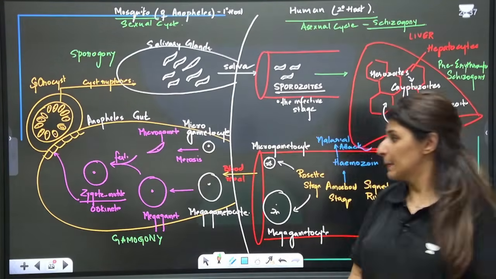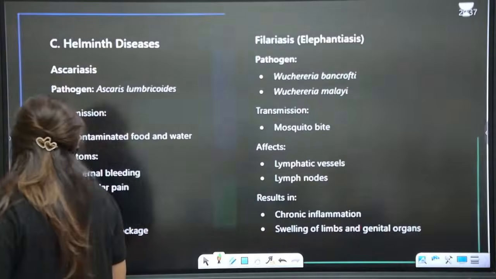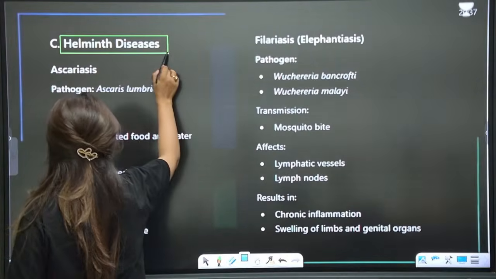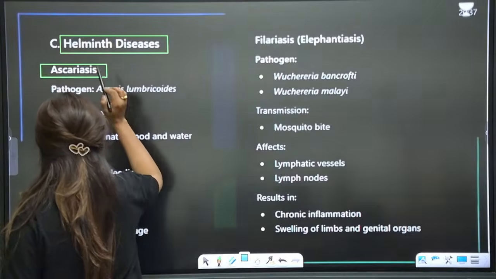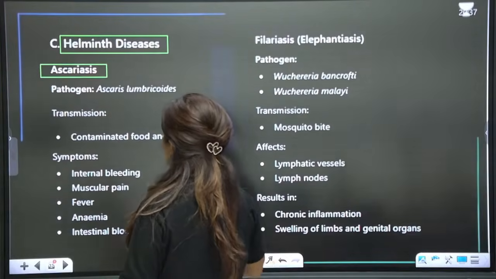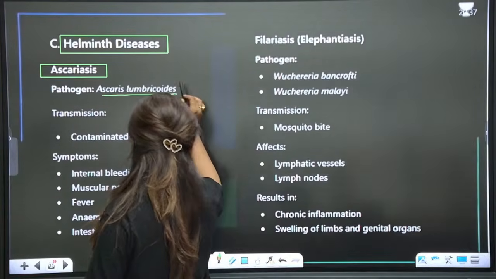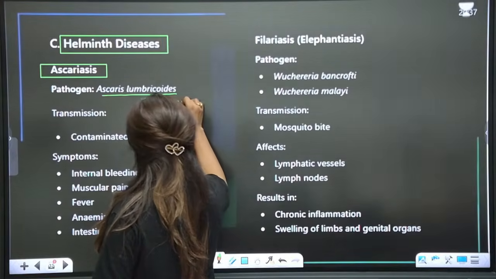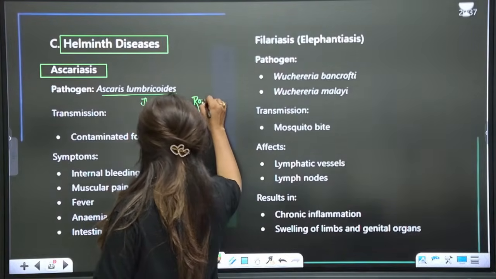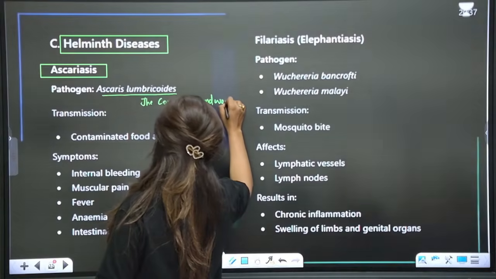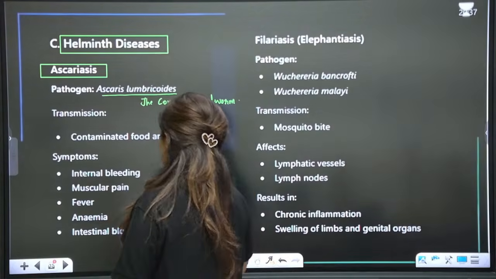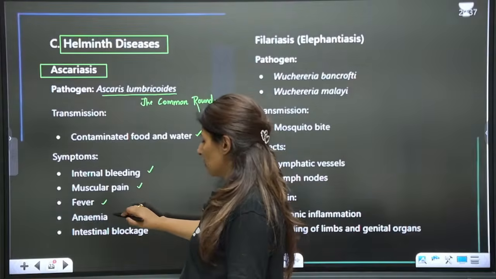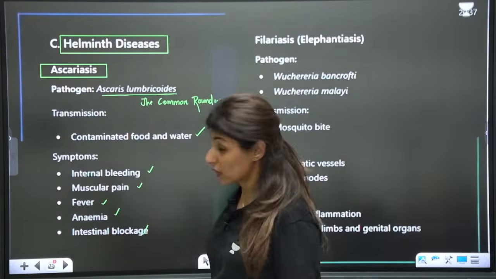All right, guys. So with this, malaria is done. Now moving on to the next disease, which is helminthic disease. First helminthic disease we are going to talk about is ascariasis caused by Ascaris lumbricoides, or the common roundworm. Is that clear? Transmission through contaminated food and water, internal bleeding, muscular pain, fever, anemia and intestinal blockage.